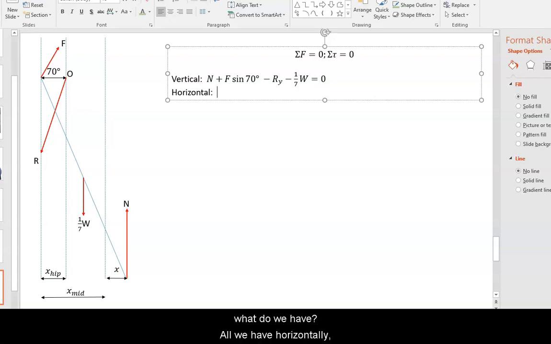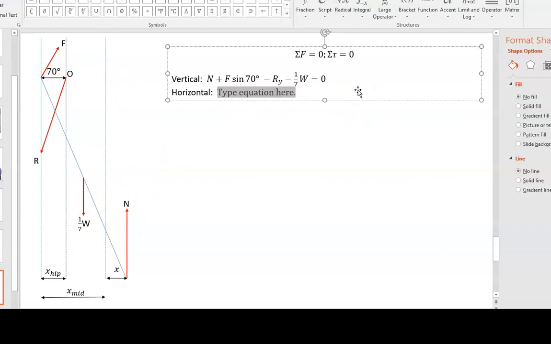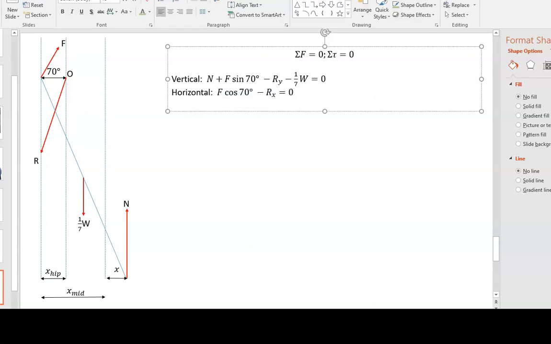Horizontally, what do we have? All we have horizontally, because the normal force is straight up and your weight is straight down, is to the right, F cosine of 70 degrees minus Rx has to be equal to 0. All right? So that's where our forces get us.